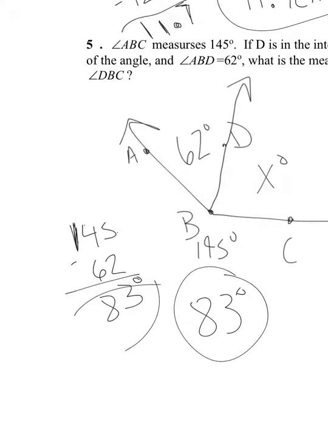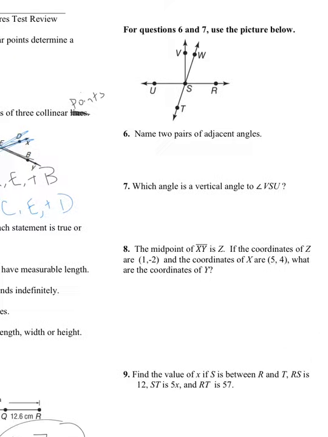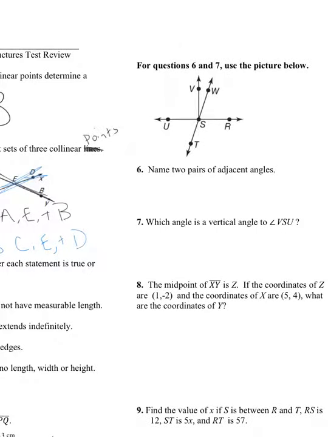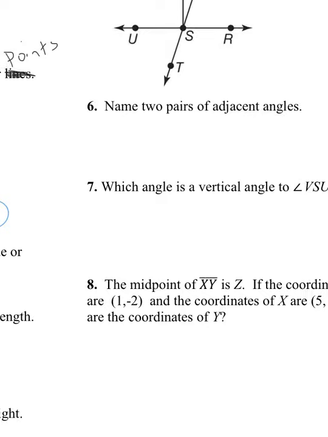All right, on to the second column. Name two pairs of adjacent angles. So adjacent angles, again, are angles that share the same vertex, they share a line, and they're literally right next to each other. So there's actually several pairs here. I don't know if I'll be able to write these all very well. Let me see how this goes.